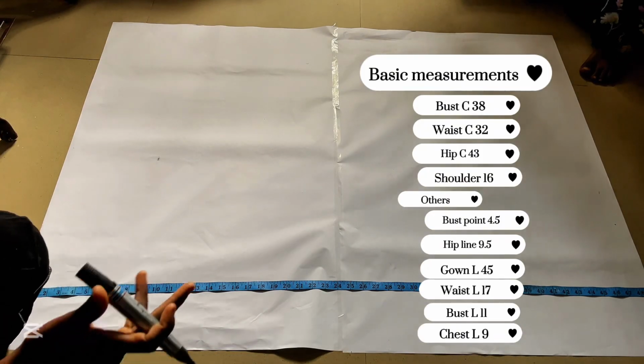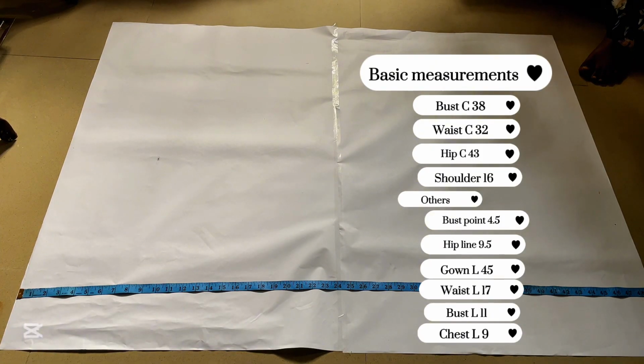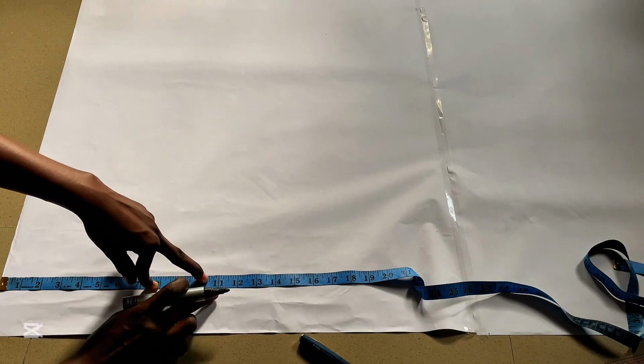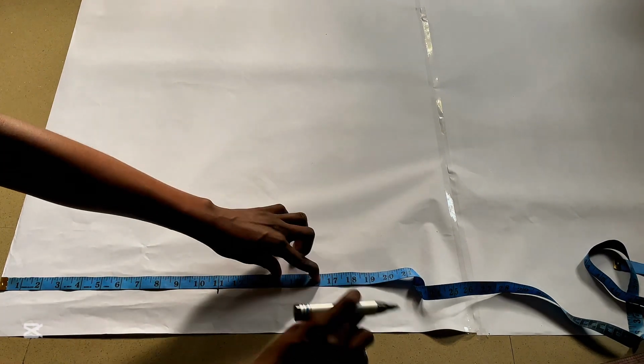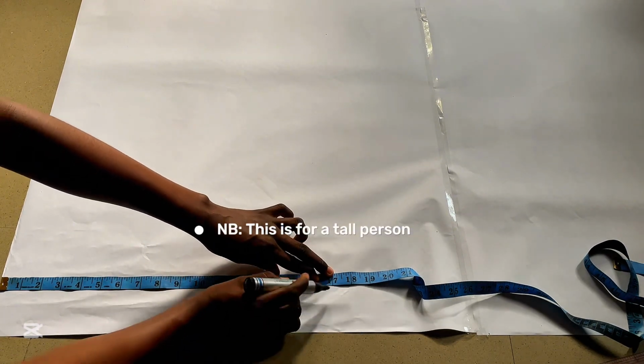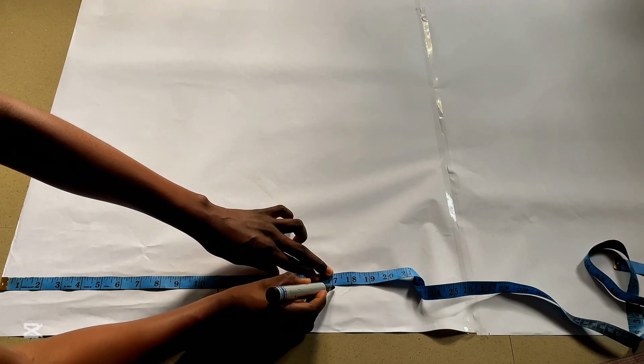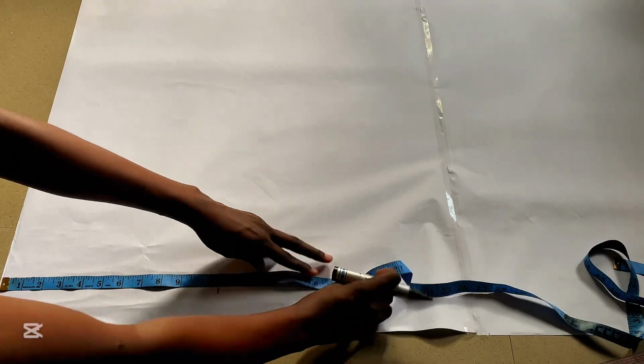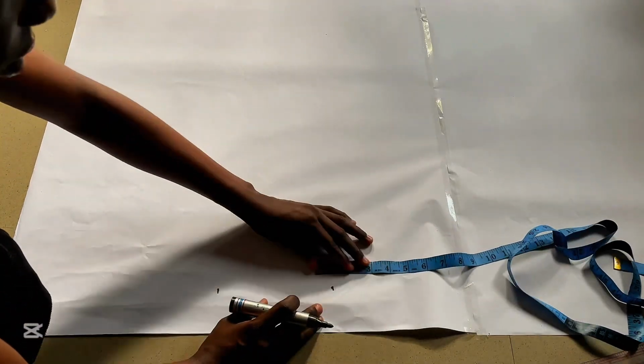Now the bust, the first three are going to be divided by 4, followed by the shoulder, which is going to be divided by 2. The others are going to start from the shoulder as measurement. Now the first thing that we're going to do is to measure our bust line. Our bust line is 11 inches, followed by our waistline, which is 17 inches. You can refer back to the measurements I just listed below.